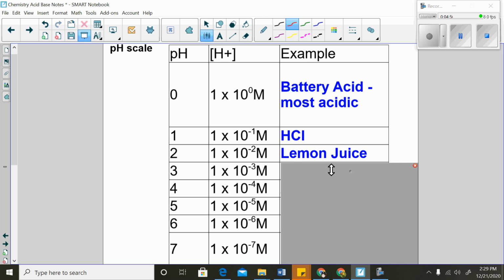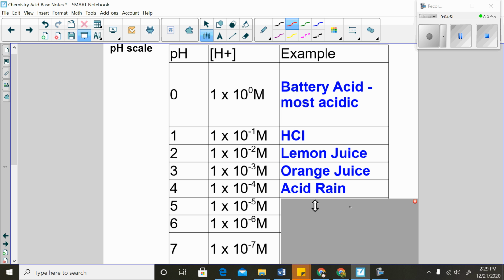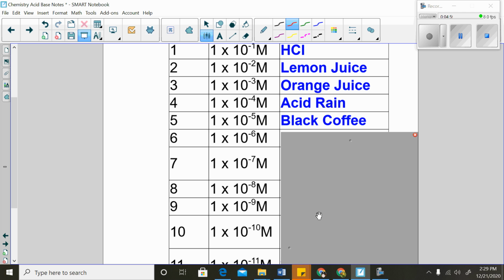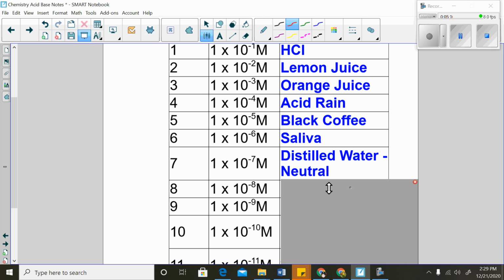pH 2, lemon juice. pH 3, orange juice. pH 4, acid rain. pH 5, black coffee. Yes, coffee is acidic, so a lot of people don't like the taste. pH 6 would be your saliva inside your mouth. And then if we head over to neutral, you're looking at distilled water, which should make sense, right? And just think of how much you consume. A lot of these things like saliva, you always have in your mouth, and think about it. People drink coffee on a daily basis, right?